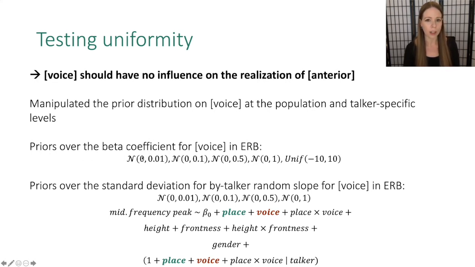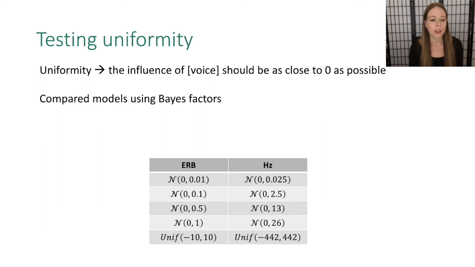We only varied the priors over the beta coefficient for voice in ERB, and varied the priors over the standard deviation for the by-talker random slope for voice in ERB. And so we used the following priors. You can see that they are all centered on 0 with varying standard deviations. So how much slack are we willing to give the language in terms of the effect of voice? Again, uniformity predicts that the influence of voice should be as close to 0 as possible.